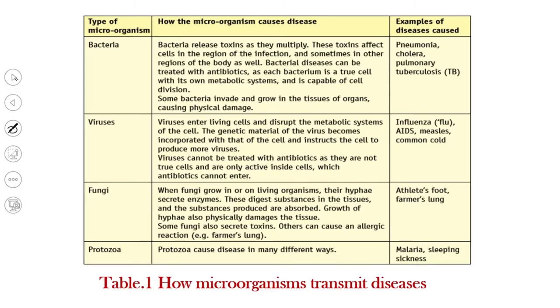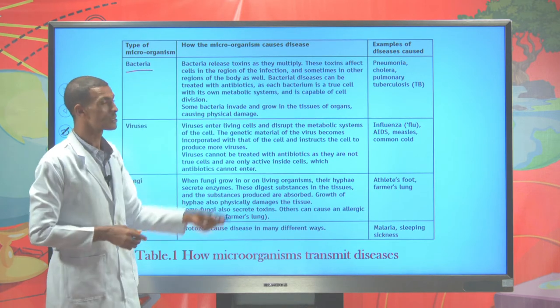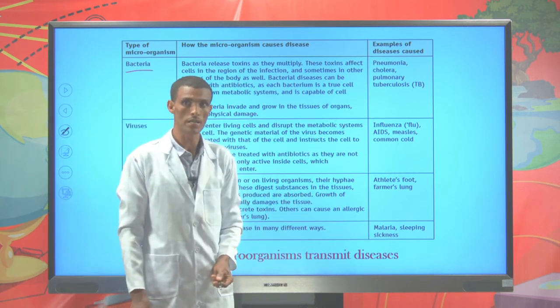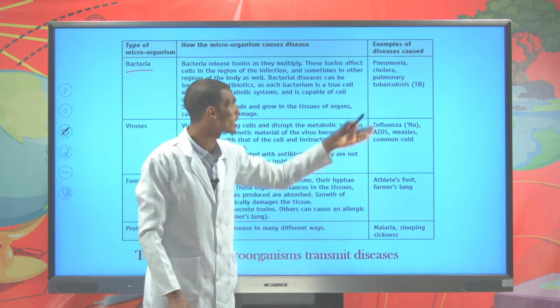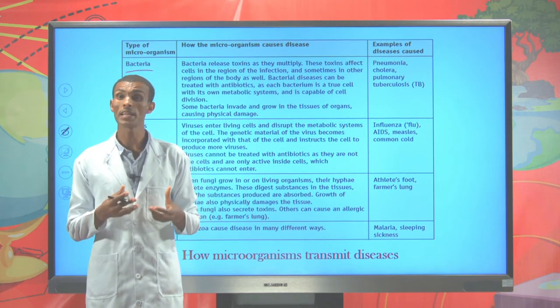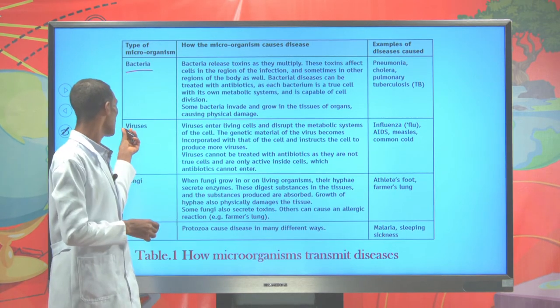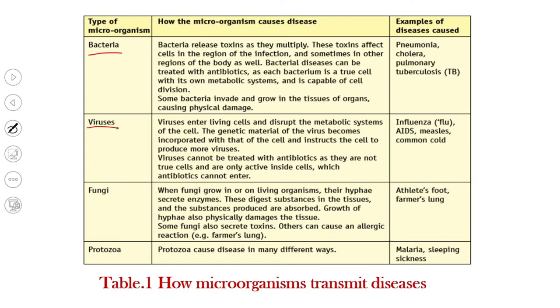Well then, this is a table that indicates how different microorganisms transmit disease differently. For example, bacterial diseases like pneumonia, cholera, and pulmonary tuberculosis can affect most of the respiratory tract, and cause intestinal problems by secreting toxin. And viral diseases infect the host by releasing their genetic material, which can disturb host metabolic activity, like influenza, AIDS, measles, and the common cold.